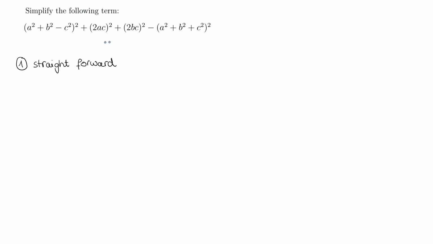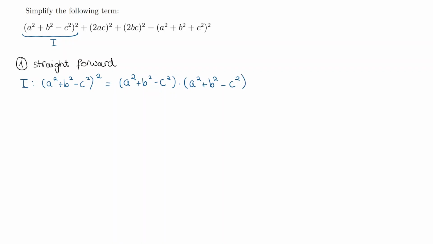First, I would like to split this term a little bit and only look at this first part. So here we have a square plus b square minus c square, and this is all squared. Okay, so first we eliminate this square by writing this 2 times. So we have a square plus b square minus c square times a square plus b square minus c square.